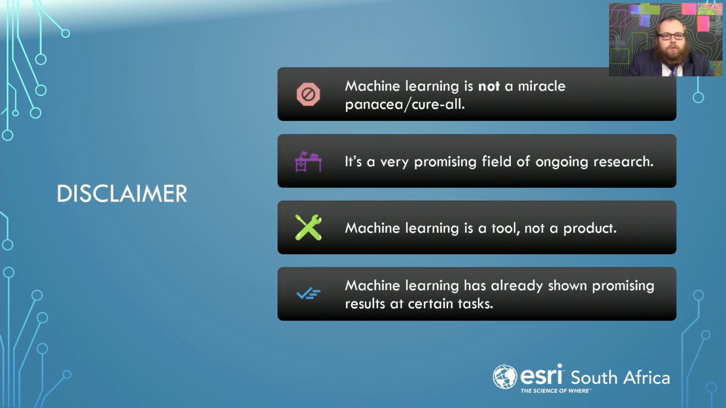I'd also like to give a disclaimer. Machine learning is not a miracle panacea. It's not going to cure all of the world's problems in the next 12 months. The way to think about it is it's a very promising field of ongoing research, and that research is very hot at the moment. To illustrate that, according to Google Scholar, over the 5-year period between 2016 and 2020, the most influential scientific journal was Nature.